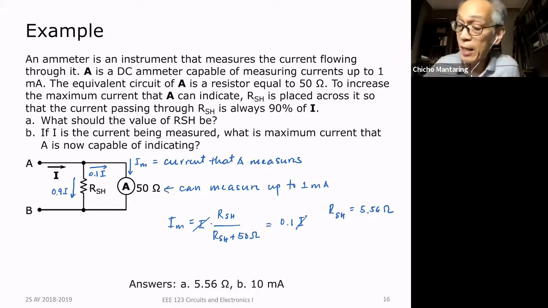So before, this could only measure up to 1 mA. I will add this resistor, which you call a shunt resistor. It's 5.56 ohms, and now this can measure up to 10 mA. Because 90% of the current will always be bypassed through this shunt resistor.